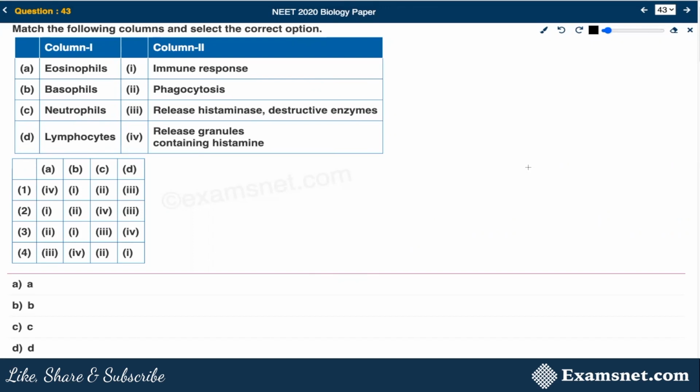So the first is option A, which is eosinophils. Eosinophils are actually associated with allergic reactions, and the enzymes which are released during allergic reactions are usually histamine and other destructive enzymes. So this is going to match up with this one.